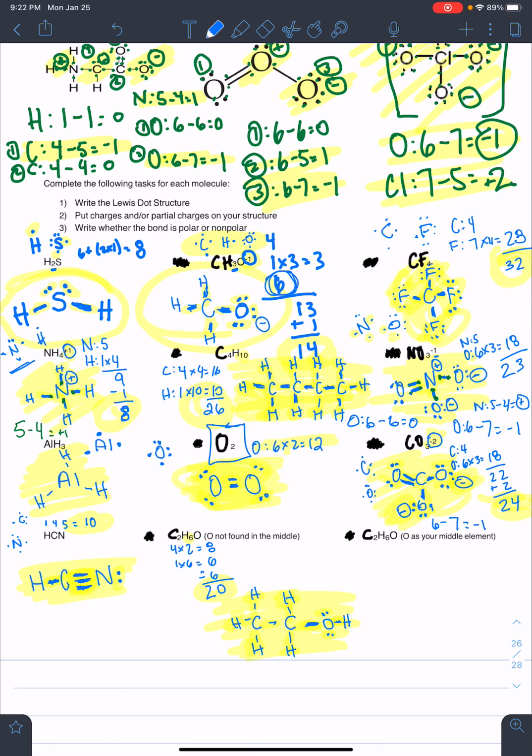Alright, this last one, we want O to be our middle element now. So let's put O in the middle. Let's have it be bonded. Remember, O wants to be bonded to 2 things. So O is going to be bonded to 2 things. Let's just make them both carbon.